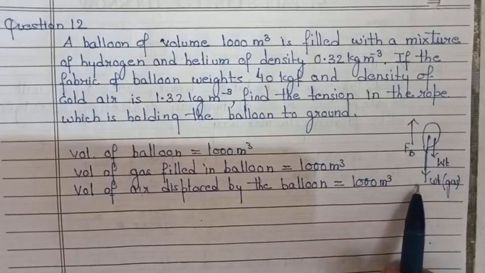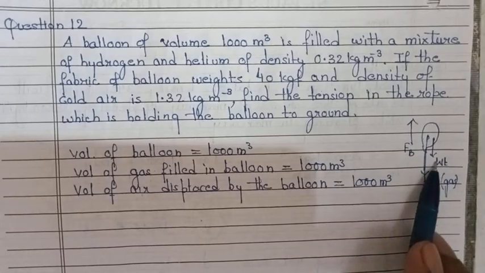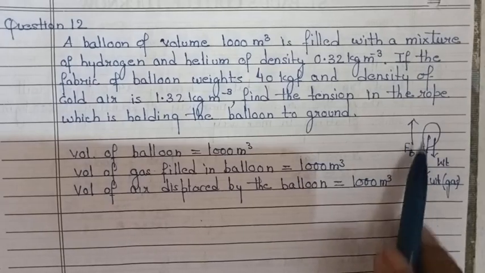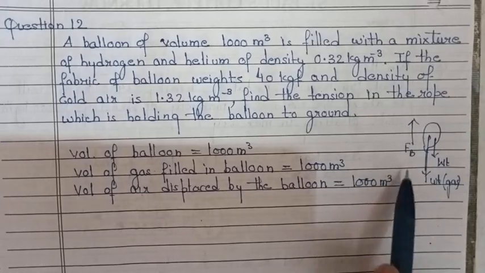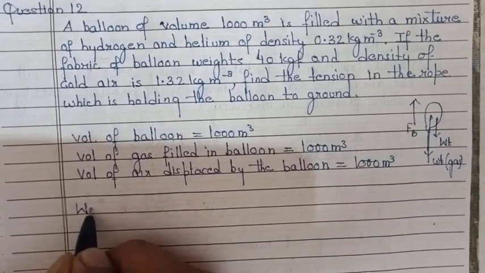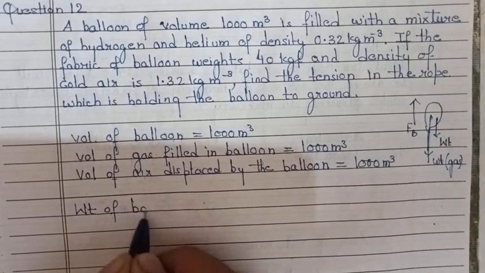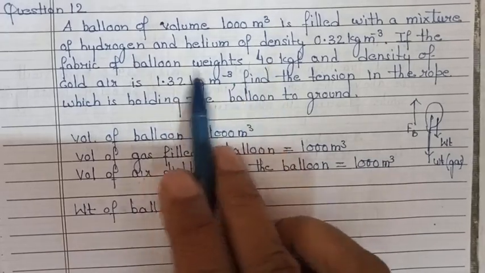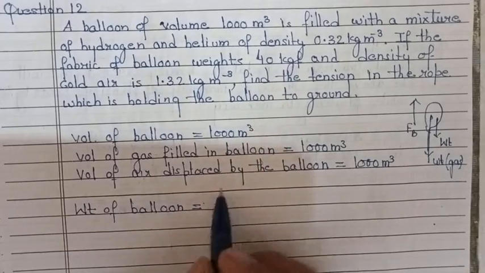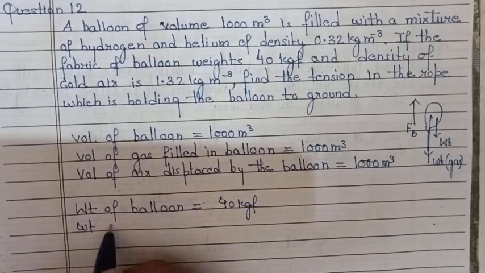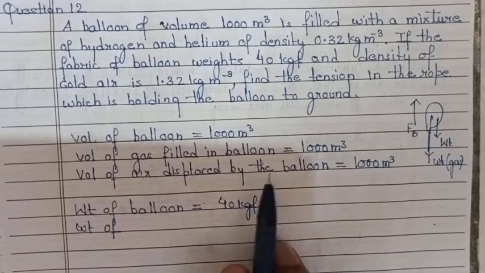Now which two forces are acting in the downward direction? One is the weight of the balloon. The second one is the weight of the gases filled in the balloon. And the one which is acting in the upward direction is the upthrust of the balloon. So let's calculate these three forces. First of all, we will get the weight of the balloon. As you can see, the weight of the balloon is already given to you in the question. It's 40 kgf. Then we will get the weight of gases.